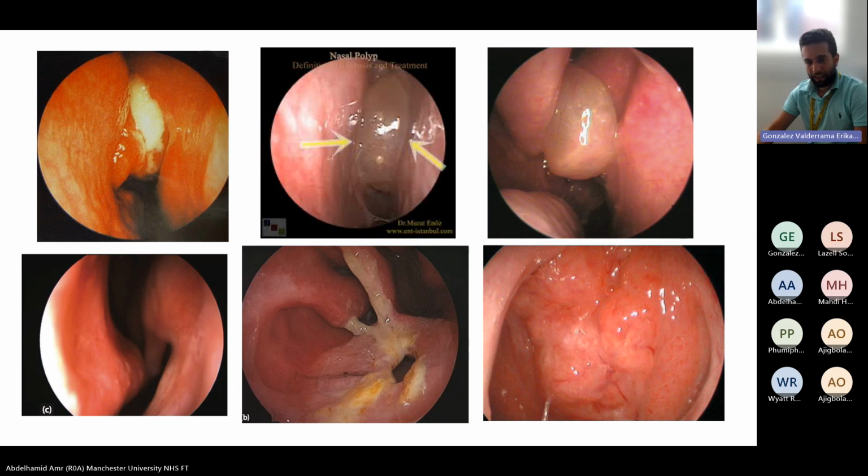But that crusting and all that destruction, and there's no mass or anything, so you think about vasculitis or whether it's cocaine induced.